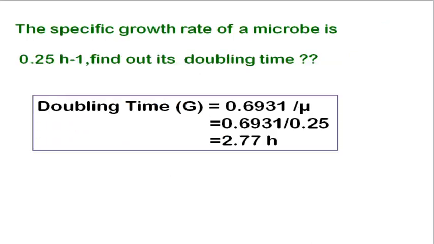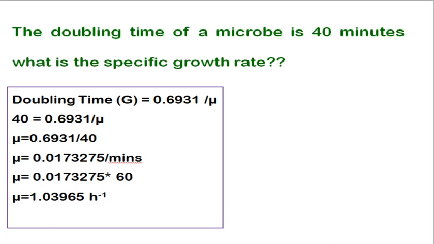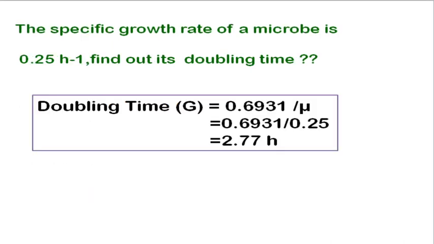Next, the specific growth rate of a microbe is 0.25 per hour. Find out the doubling time. As I mentioned earlier, you need to apply this formula. Here they have given the specific growth rate, so 0.6931 divided by 0.25, which is 2.77, is the doubling time for that particular microorganism. As I mentioned earlier, doubling time should be in hour and the specific growth rate should be in per hour.